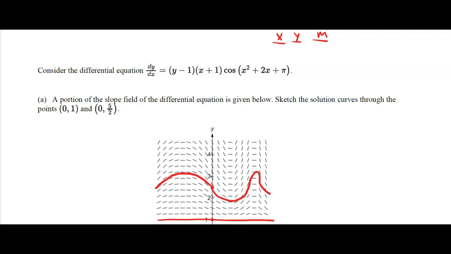So we were at the point (0, 5/2). So x is 0, y is 5/2. M can be found by plugging those points into this differential equation here. Okay, so let's do that. I'll plug in 5/2 for y. Plug in 0 for x.